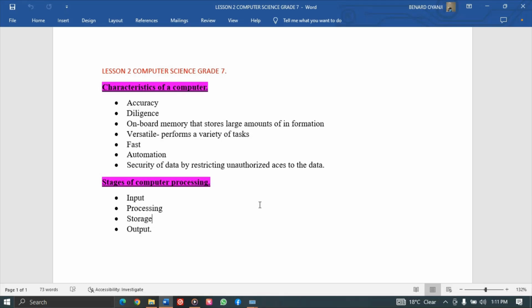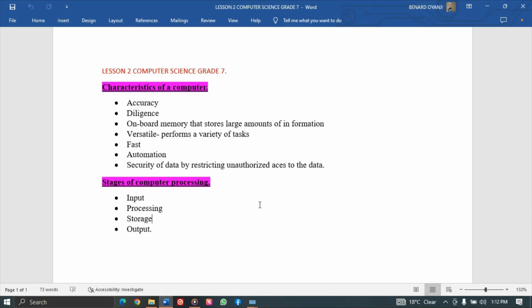We shall also talk more about input devices. For example, you have a keyboard, a mouse, a joystick, a barcode reader, etc. We shall look at input devices and also output devices. But for today, you should just know the stages of a computer. The first one is input, where we use input devices to input the raw facts into a computer.